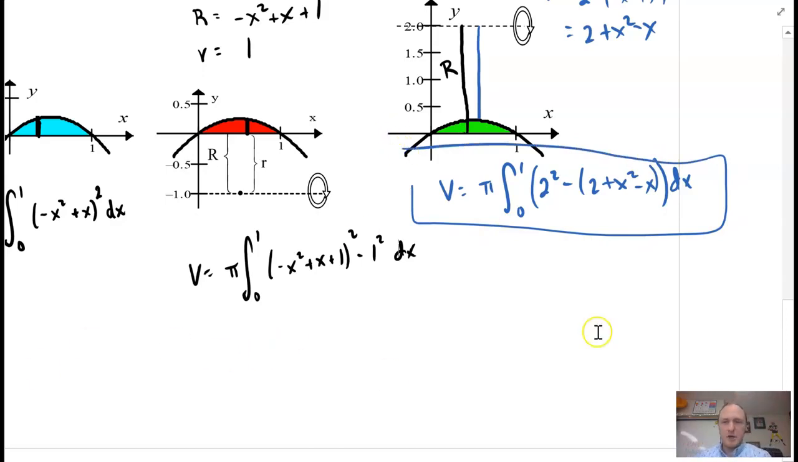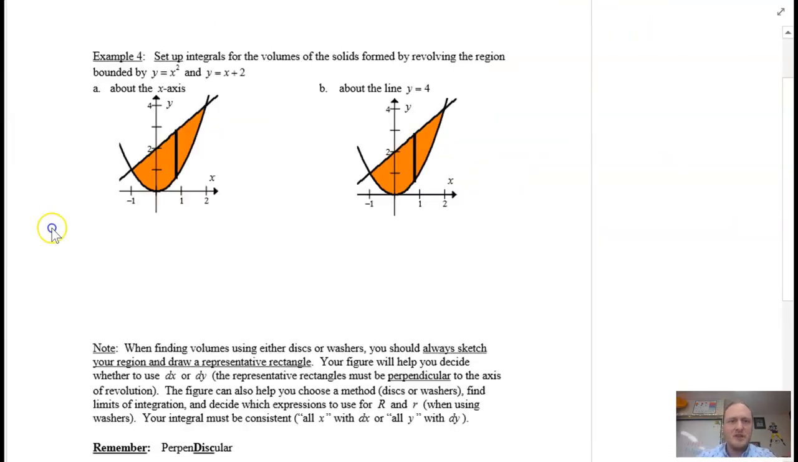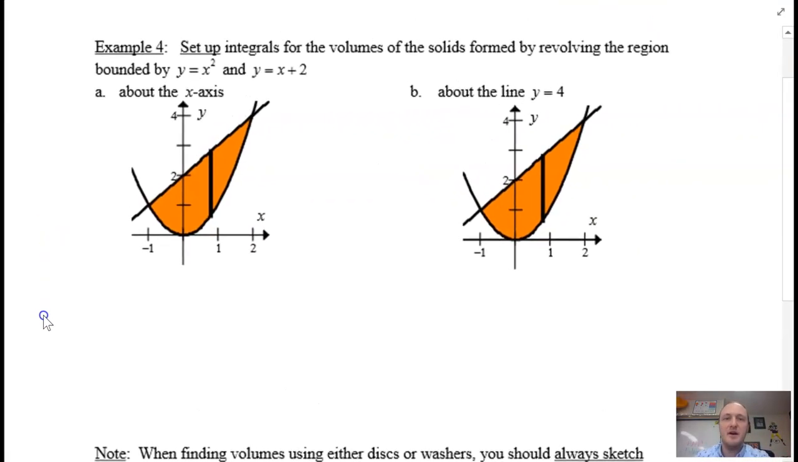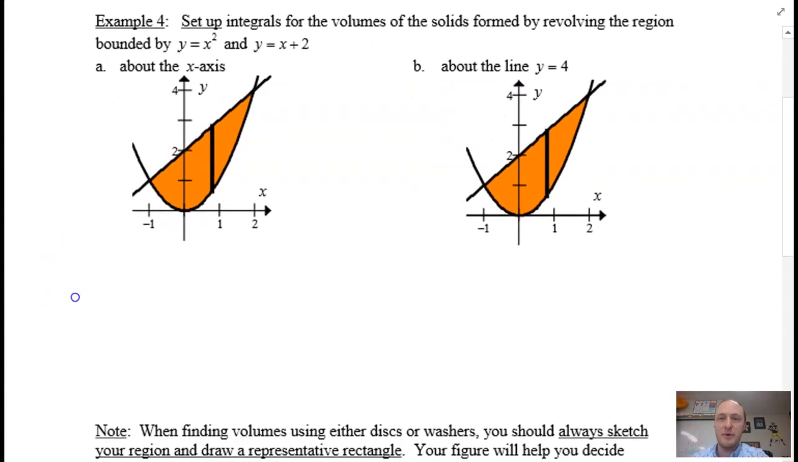Okay. Let's go ahead and look at another example. Here we go. So again, set up integrals for the volumes of the solids formed by revolving the region bounded by y equals x squared and y equals x plus 2. And here they want us to revolve about the x-axis.